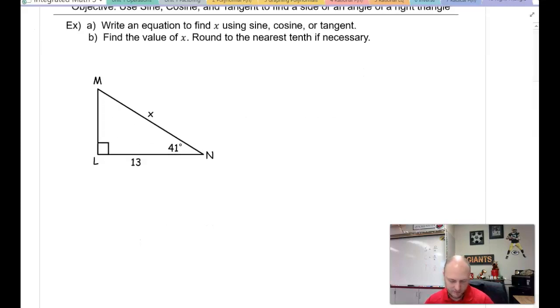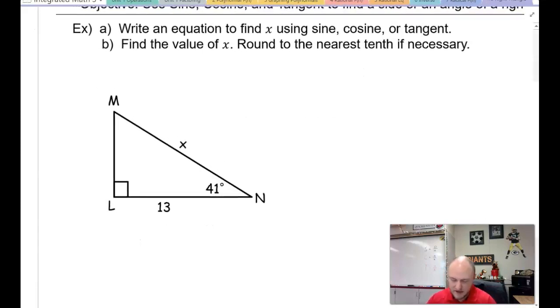Example number 2. Again, write an equation to find x using sine, cosine, or tangent. So which trig function am I going to use? Well, it depends upon what sides you're given. So here's the angle that I'm working with, 41 degrees. From this angle, this side is opposite, this side is hypotenuse, and this side is adjacent.